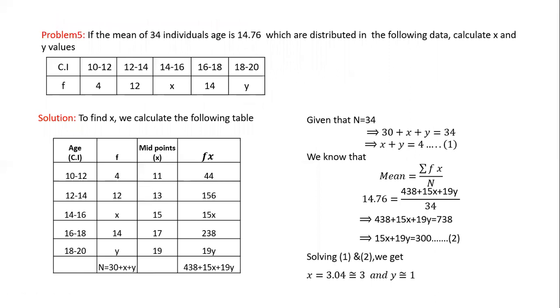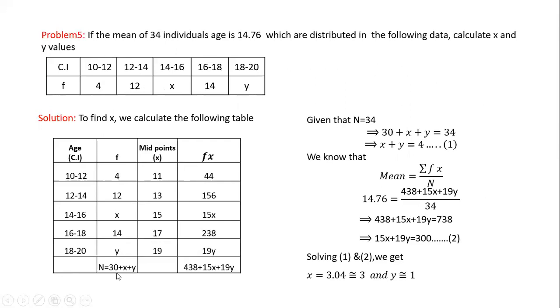Now we'll move to one more problem. If the mean of 34 individuals is 14.76, distributed in the following data, calculate the x and y values. The intervals are 10 to 12, 12 to 14, 14 to 16, 16 to 18, 18 to 20, and the frequencies are 4, 12, x, 14, and y. Now we'll find the mean.